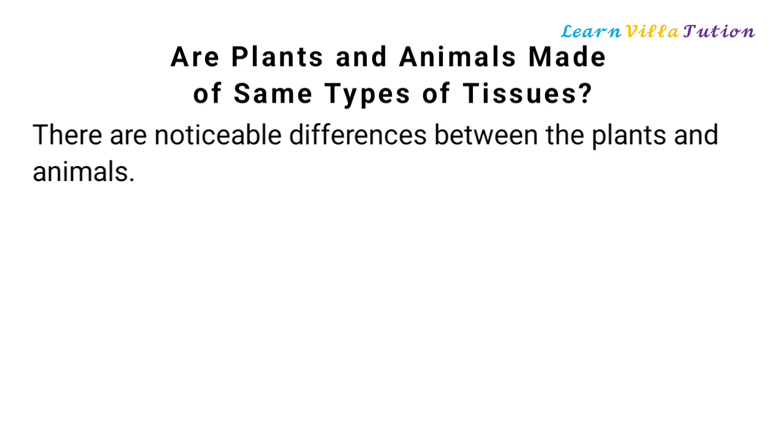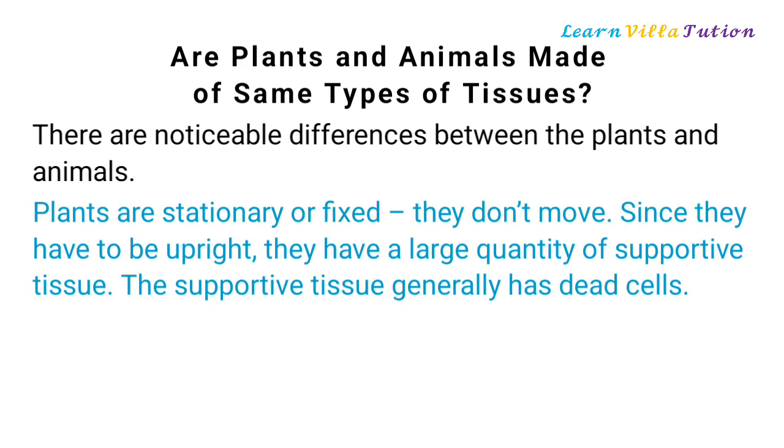There are noticeable differences between plants and animals. Plants are stationary or fixed; they don't move. Since they have to be upright, they have a large quantity of supportive tissue. The supportive tissue generally has dead cells.